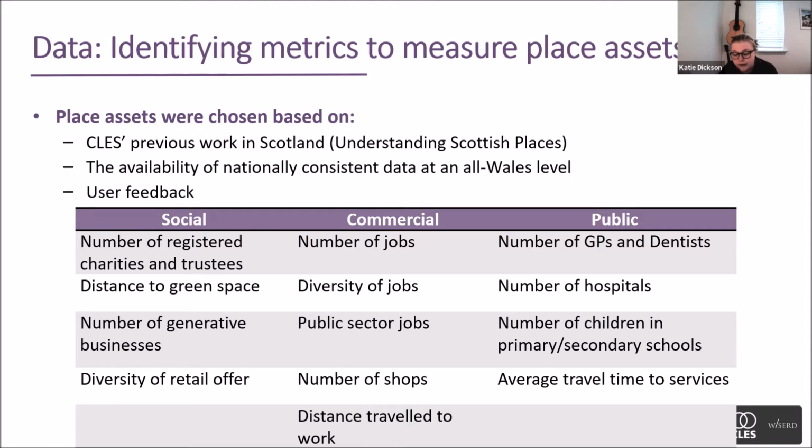So based on the advice of CLES, the indicators were chosen to portray three things. Firstly, the number of assets in a place compared to the local population. Second, the diversity of a place's business or employment base. And finally, the distance residents have to travel to work or services. The assets we currently include are shown in this table and split over the social, commercial, and public sectors, and includes, for instance, diversity of retail offer, diversity of jobs, and a number of hospitals. So Sam's now going to say something about how we use these assets.